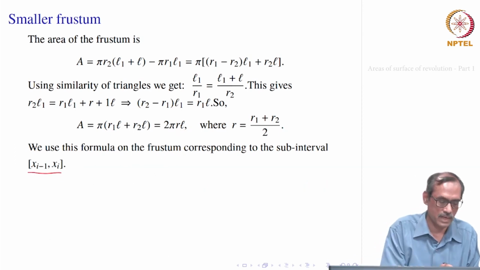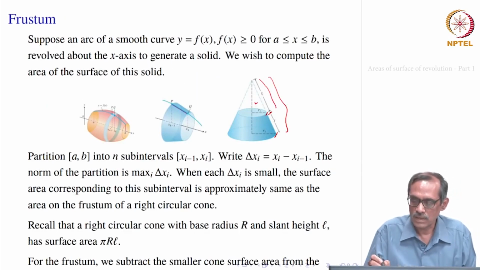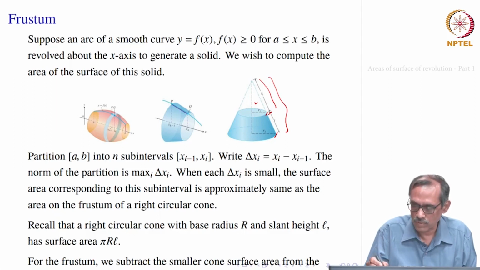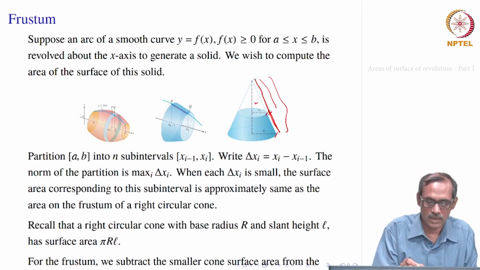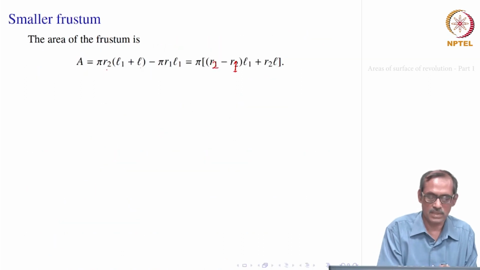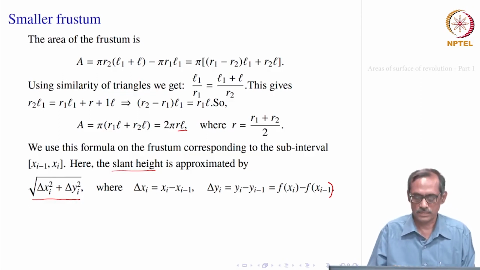If you look at the picture again, let us look at why it is coming that way. So, here we want to approximate this L and this L plus L1. So, that is coming from this square plus this square, under the square root. So, in our x_{i-1} to x_i, this will give x_i minus x_{i-1} squared, which is delta x_i square, plus delta y_i square. So, that is how we obtain the formula, the slant height is approximated by the square root of delta x_i square plus delta y_i square.